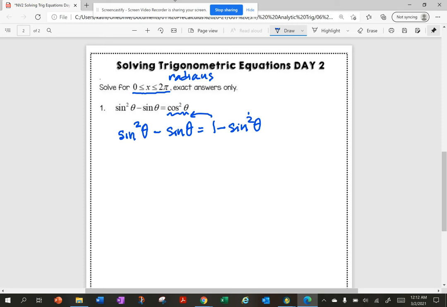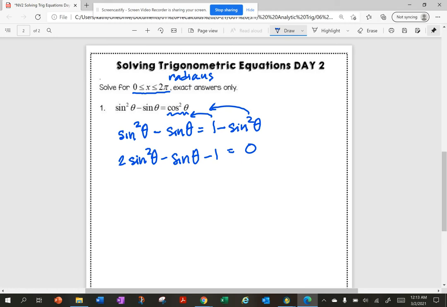So I'm going to move the two terms on the right to the left side of the equation, so everything is on one side. So I'm going to add sine squared. So sine squared plus sine squared is 2 sine squared minus sine of theta, and I'm going to subtract 1 from both sides. So that's minus 1 equals 0. So now I'm going to factor.